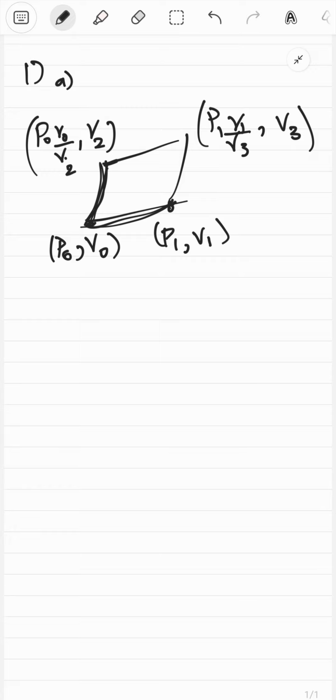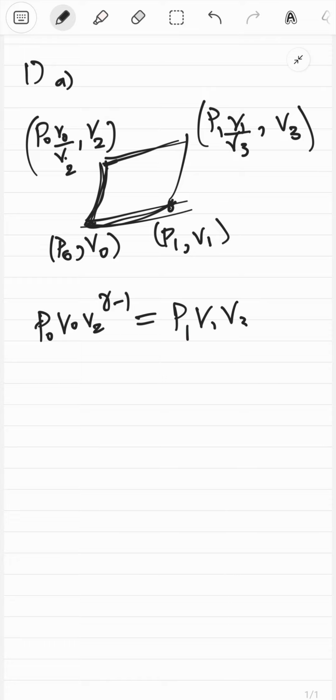Okay, cool. Now we can use the fact that these two are adiabats and just say that pV to the power gamma is constant. So let's just start. What you essentially have is that p naught v2 to the power gamma minus 1 is equal to p1 v1 v3 to the power gamma minus 1. And you also have p naught v0 to the power gamma minus 1 equal to p1 v1 to the power gamma minus 1. Amazing. So from here what you can do is just cancel out these p1 guys, so you'll get some sort of a relation between v0, v1, v2 and so on.